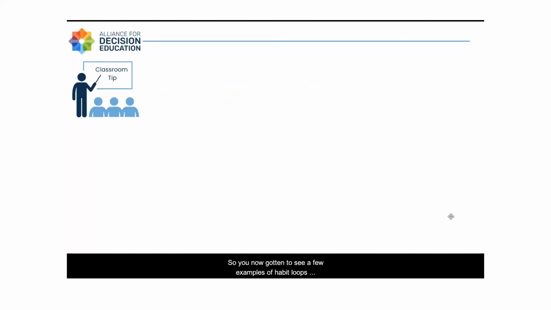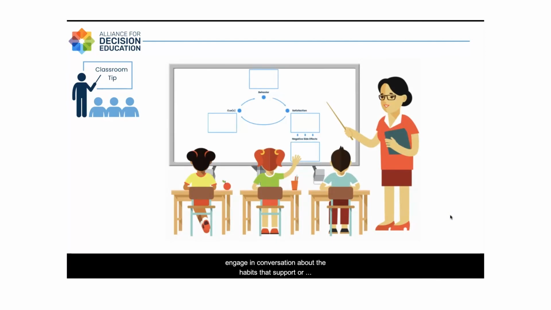So you've now gotten to see a few examples of habit loops and ways that we can interrupt them. To support students in noticing and interrogating the habits in their lives, provide opportunities for students to engage in conversation about the habits that support or counteract the things that they care about. Help them brainstorm ways to interrupt negative habit loops or to support positive ones.